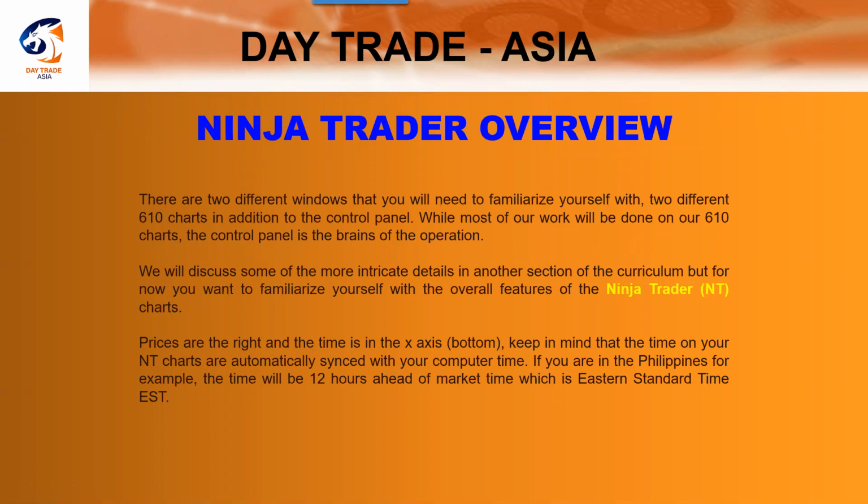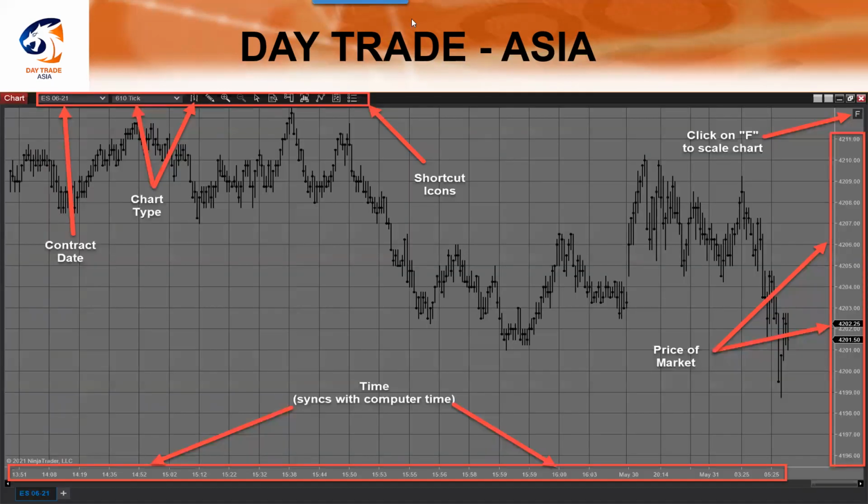Okay, so this is basically what the NinjaTrader platform is like. So you'll see on here, this is what you have up here, and I'll show that you'll have the contract date. So meaning we're trading ES, which is the S&P 500 index. This is the contract date. The contract date is important. It expires every quarter. So now we just recently expired the 621. We're now in the 921 expiration date, meaning it expires in September 2021.